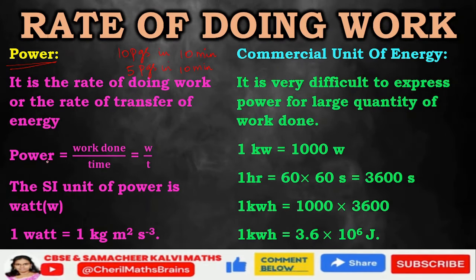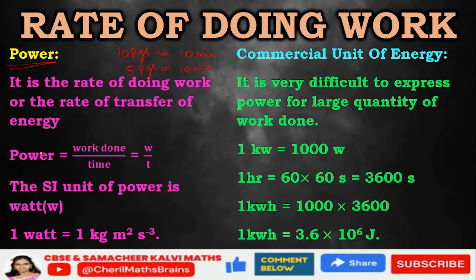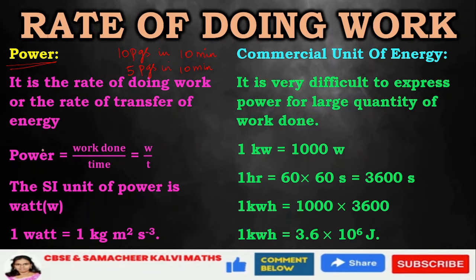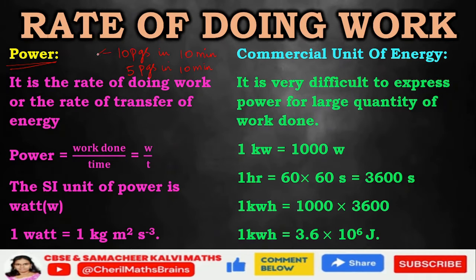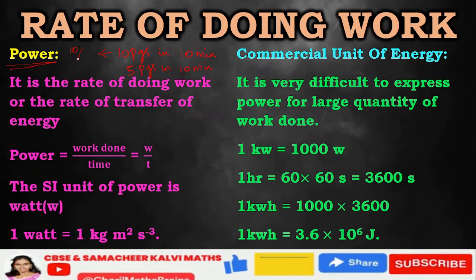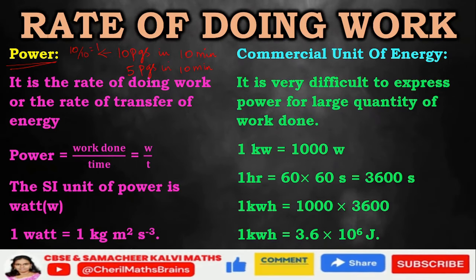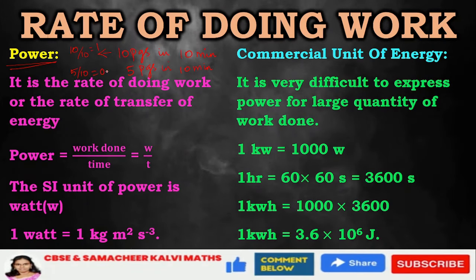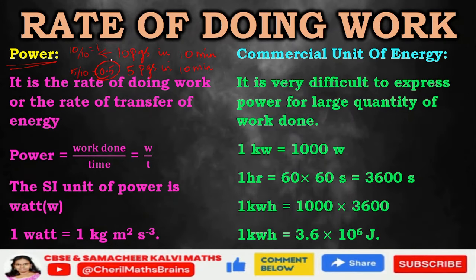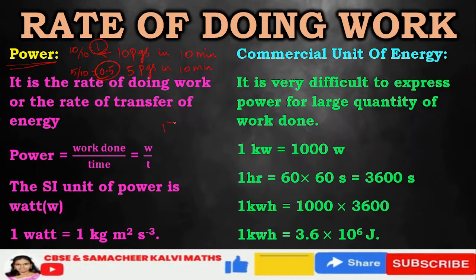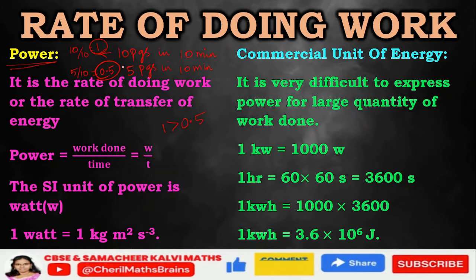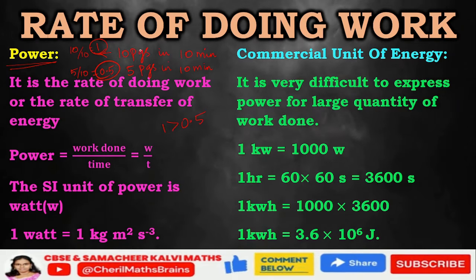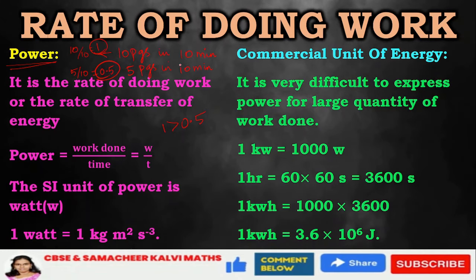So thus we derive the formula for power, that is nothing but work done by time taken. Here in this case, work done by time taken will be 10 by 10, which will be 1. And here it will be 5 by 10, which will be 0.5. So clearly from this you can say that 1 is greater than 0.5. So more power is where the rate of doing the work is also going to be more.